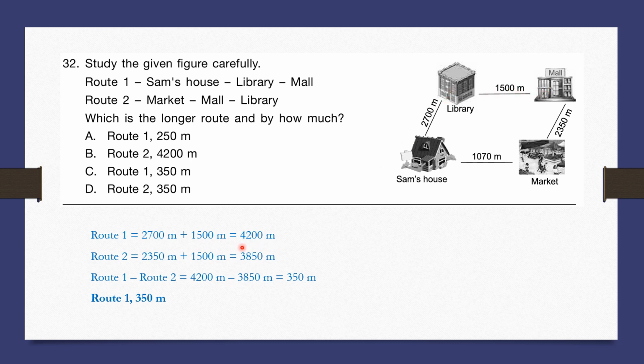So total is 4200 meter. Let's calculate route 2. So market is here. Market to Mall is 2350 meter and Mall to Library is 1500 meter. So total is 3850 meter. So we have to calculate which route is longer. Obviously route 1 is longer, and by how much? 4200 minus 3850 equals 350. So route 1 is longer by 350 meter. So our answer is option C.